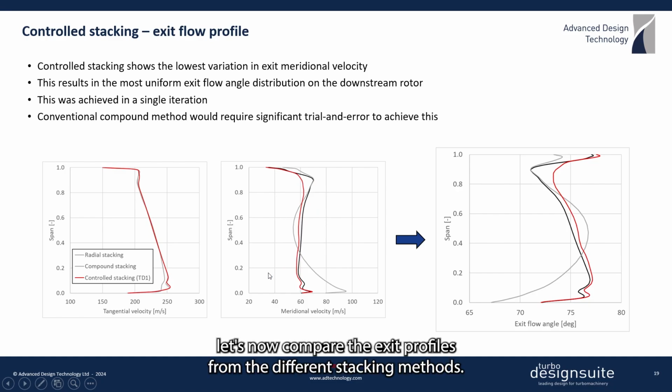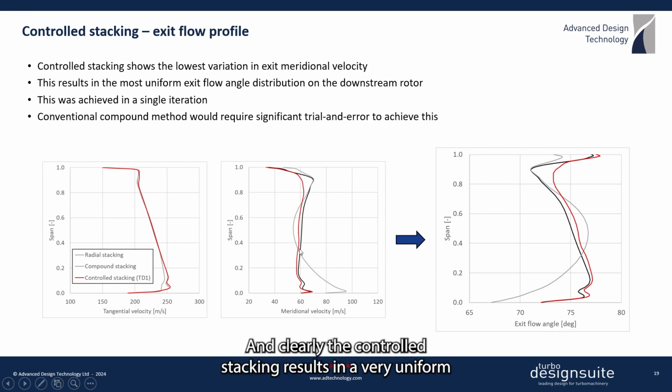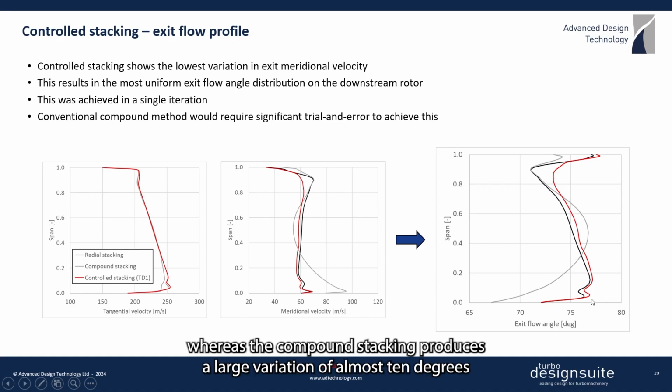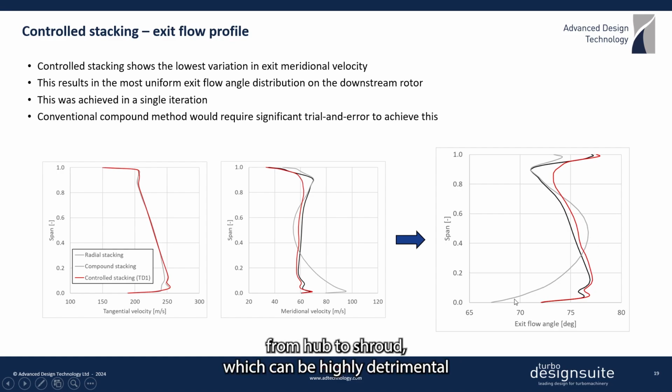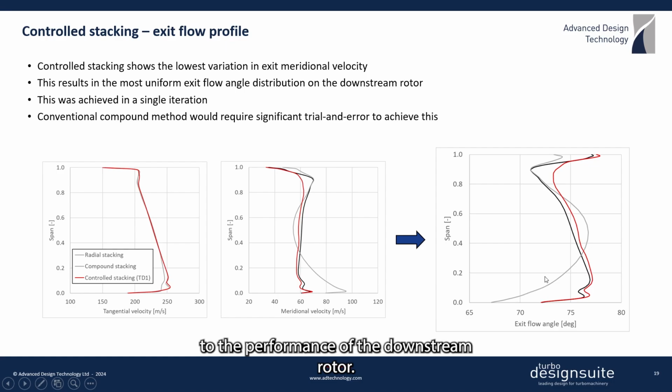And let's now compare the exit flow profiles from the different stacking methods, and clearly the controlled stacking results in a very uniform meridional velocity compared to the conventionally stacked designs. And the main advantage from this is that it makes the exit flow angle distribution very uniform, whereas the compound stacking produces a large variation of almost 10 degrees from hub to shroud, which can be highly detrimental to the performance of the downstream rotor.